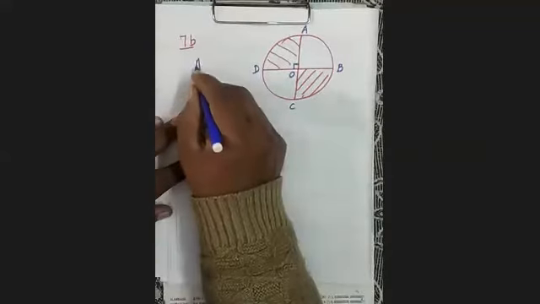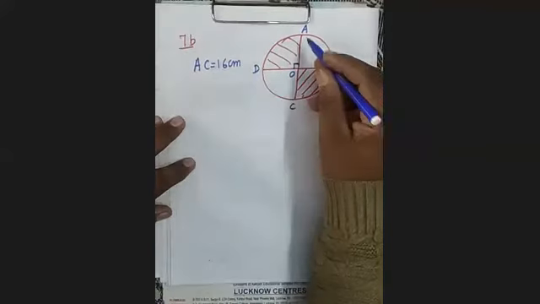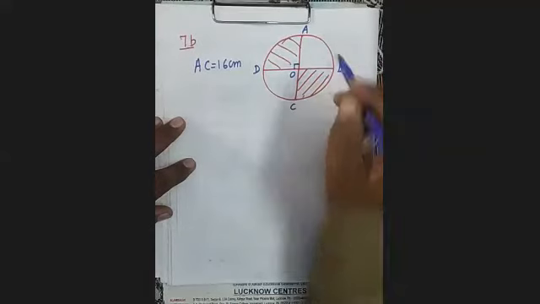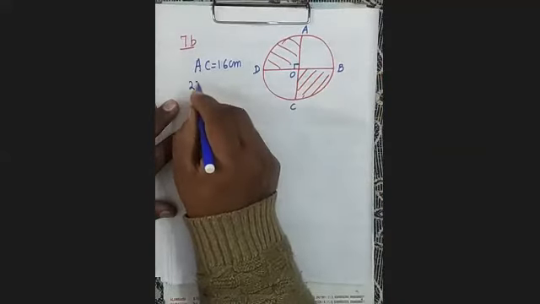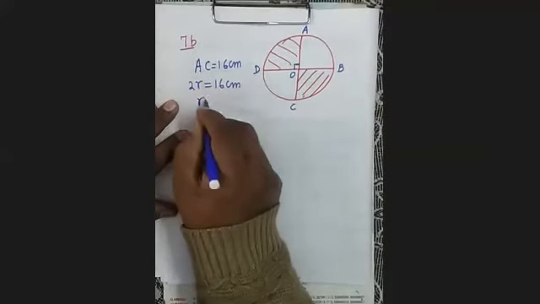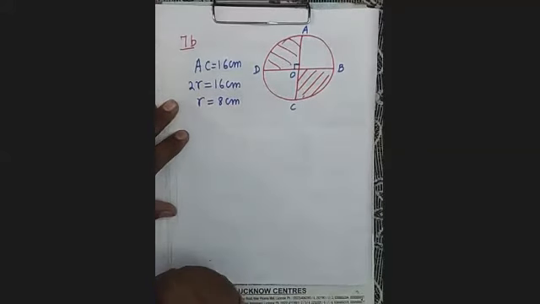AC is given as 16 centimeter. Now what is AC here? It is the diameter. Diameter means 2 into R. So 2 into R equals 16 centimeter. So what will be R? 8 centimeter. Calculate the area and perimeter of the shaded portion.